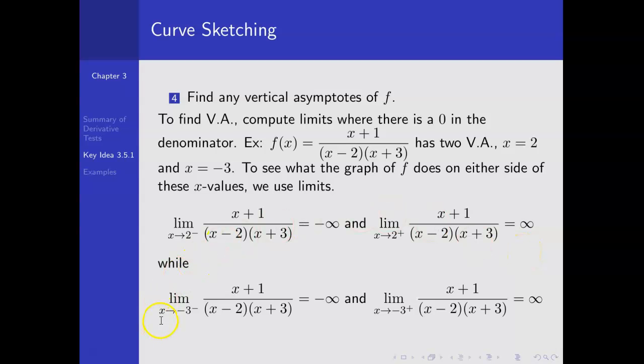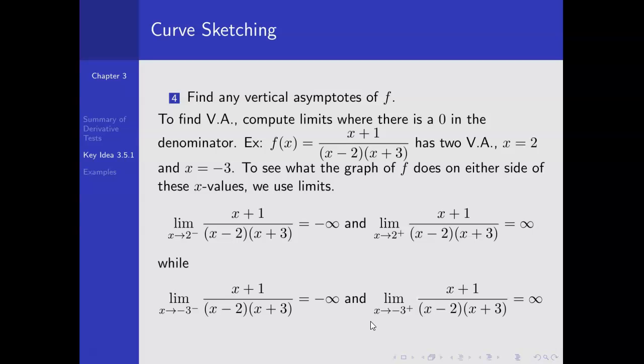And then looking at x approaching negative 3 from below, we're going to pick a number close to negative 3, but below it on the number line. So for example, negative 3.1. If we plug that into the numerator, that would give us negative. If we plug into the denominator, we're going to get negative when we plug into x minus 2. And then when we plug into the denominator at x plus 3, that would give us something negative as well. So negative 3.1 plus 3 would be negative 0.1. So we have negative over negative times negative. So overall, we end up with negative infinity.